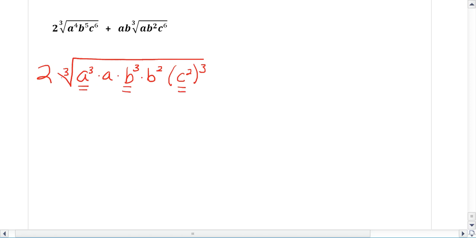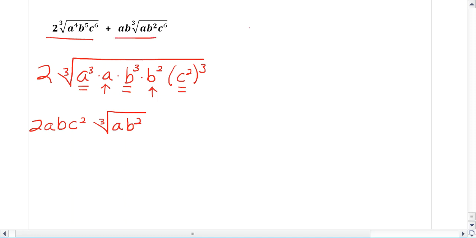So let's simplify this first one. The 2 just stays out in front. This a to the 3rd is a perfect cube, comes out as a. This b to the 3rd rather, comes out as b. And this c squared cubed comes out as c squared. And then what is left under the third root sign, we have this a, and we have this b squared. So now this first radical is all simplified.